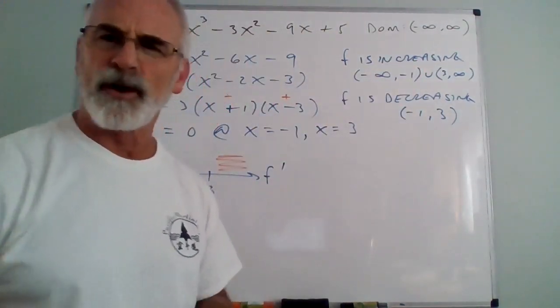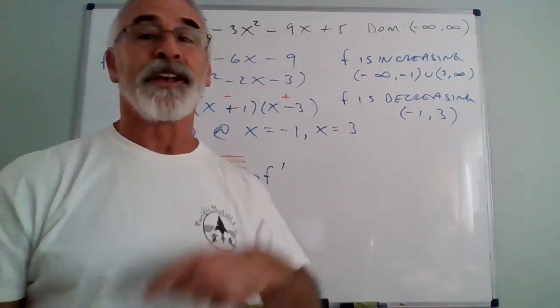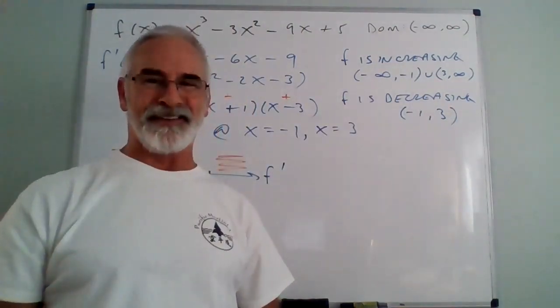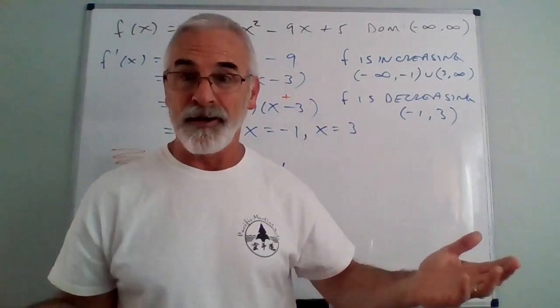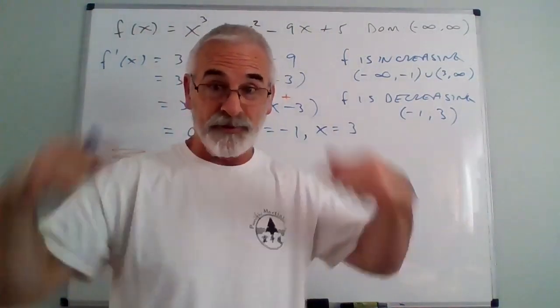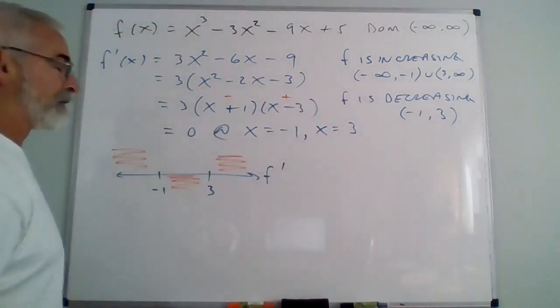What? That's equivalent to saying 0 is both positive and negative at the same time. Actually, 0 is neither positive nor negative. That's why you can't have closed intervals, because you'd be saying the number 0, which is what the derivative equaled, is in all intervals. No. So always open intervals here.